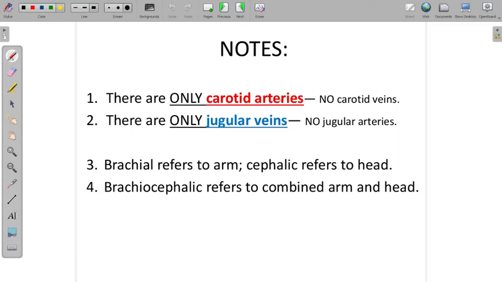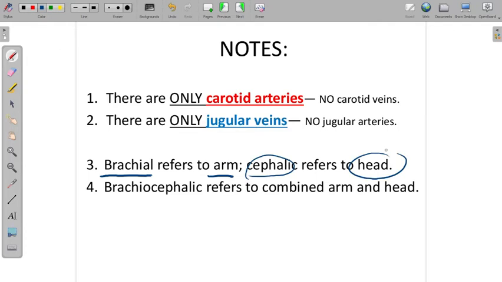And that will divide, which we'll get to. When we're talking about jugular, we're talking about veins, jugular veins. So there are no jugular arteries. So it's carotid arteries and jugular veins. Brachial refers to the arm. And cephalic refers to the head.